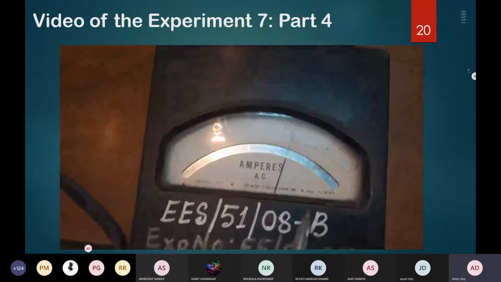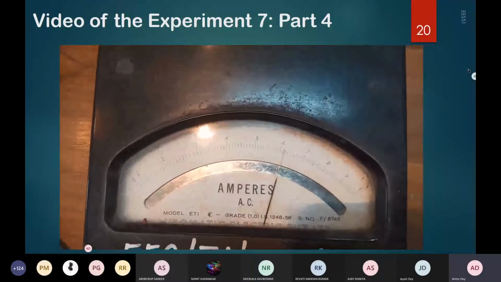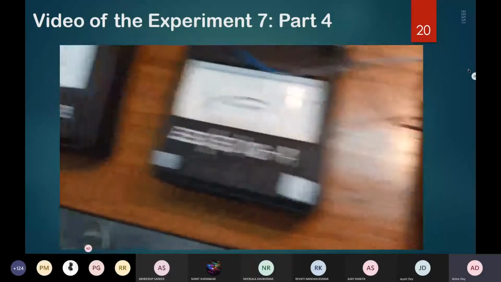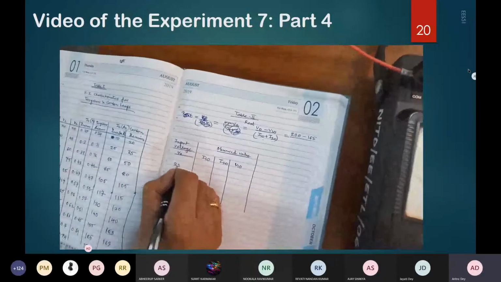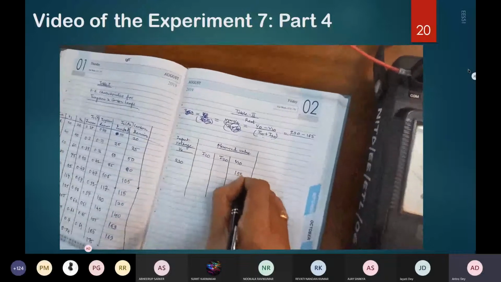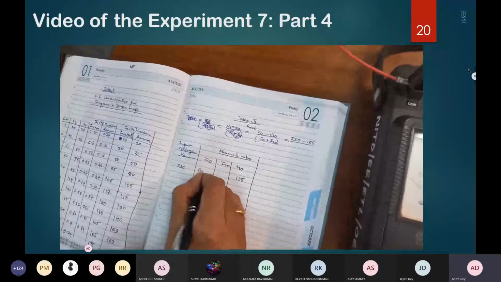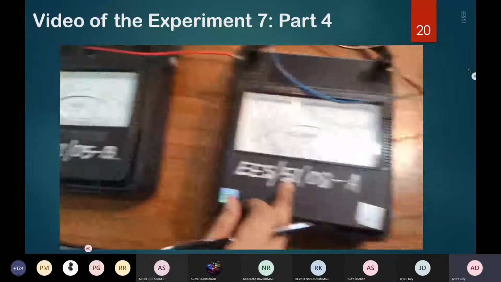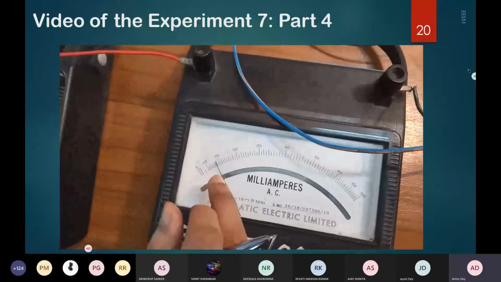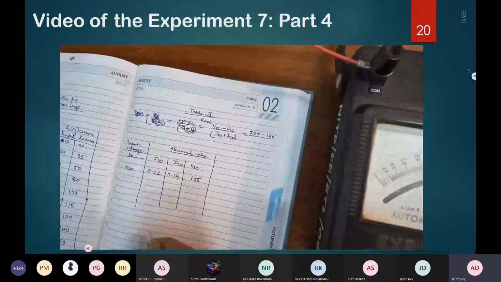So this is the ammeter for the tungsten lamp. You can see it is 0.61. We'll record this table in parallel, which is 230. This is 155, and then we record I1 as 0.61, and this I2, which is for the carbon, is 140 milliampere. So that indicates it is 0.14 ampere.